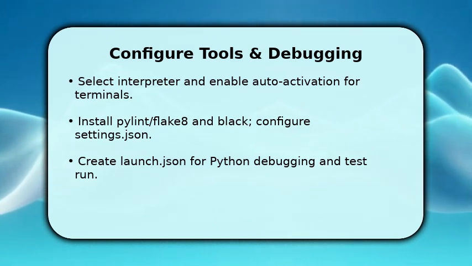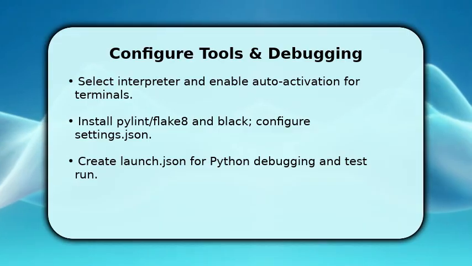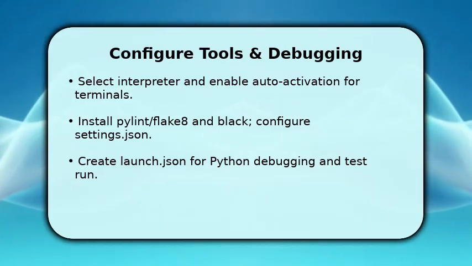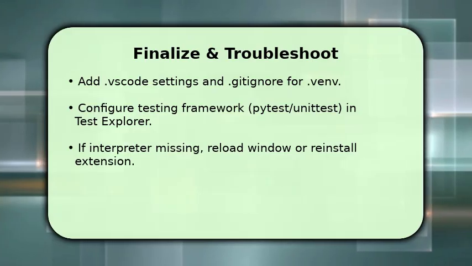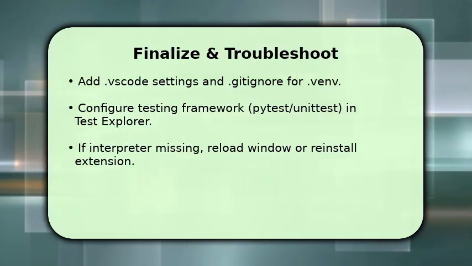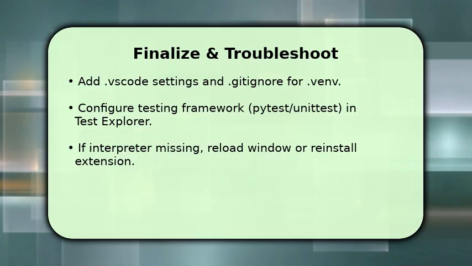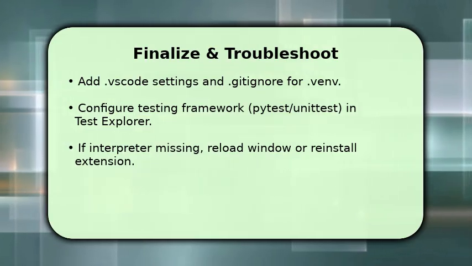To finish, persist settings by adding a .vscode folder with settings.json and launch.json, and update .gitignore to exclude .venv and IDE caches. Make sure you configure the Test Explorer to use PyTest or Unittest so tests appear and run from the UI.